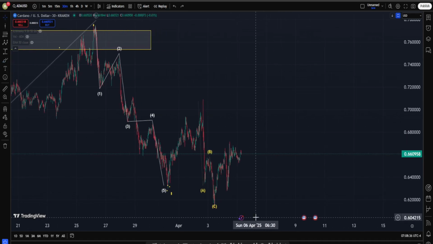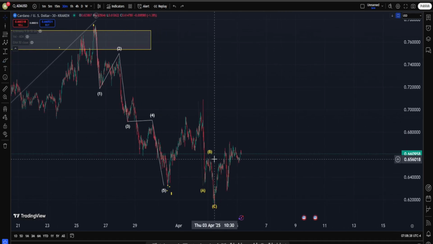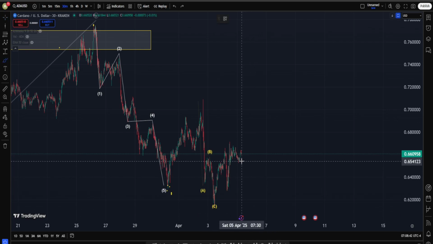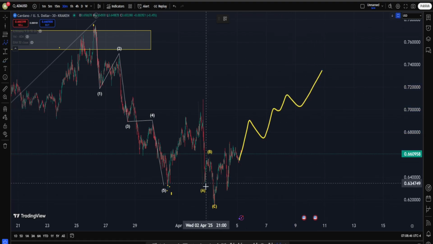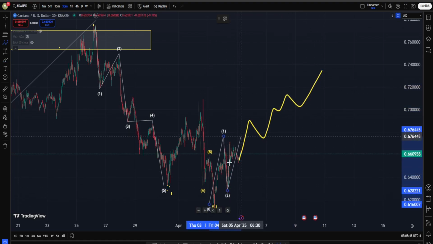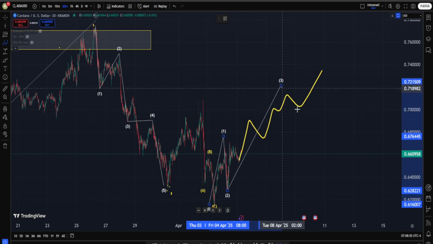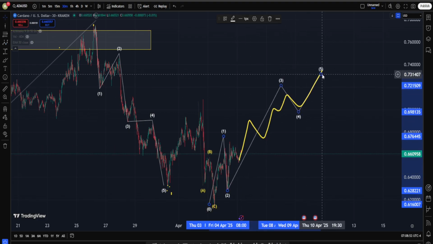Now, here's a very important point. This doesn't mean that from here in Cardano we're going to get a move down. No, we can in fact do something like this, like a 1, 2, 3, 4, 5, and then something like this, because on a higher degree, maybe this is 1, this is 2, and then 1, 2, 3, 4, 5 into wave 3 correction for another move up into wave 5.